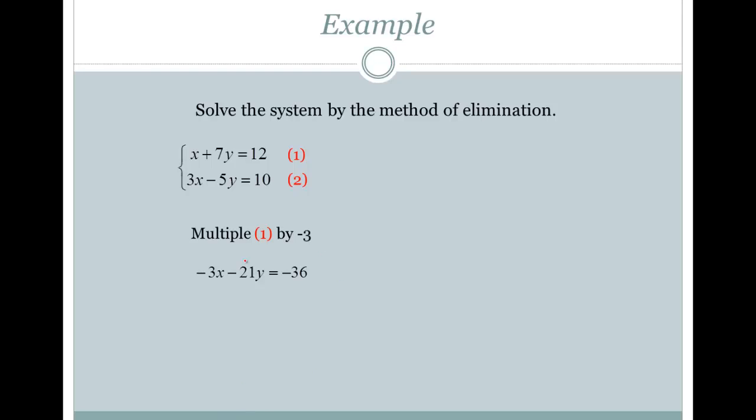Okay? What I now want to do is add this new equation to the second one. Okay? And again, what you should see is that the 3x and the negative 3x are going to cancel each other out. I'm left with negative 26y is equal to negative 26, or y is equal to 1.